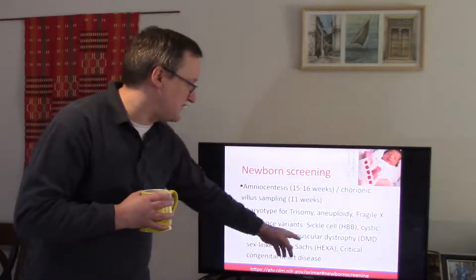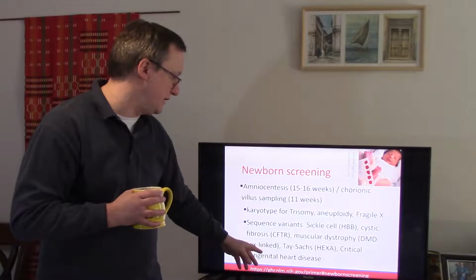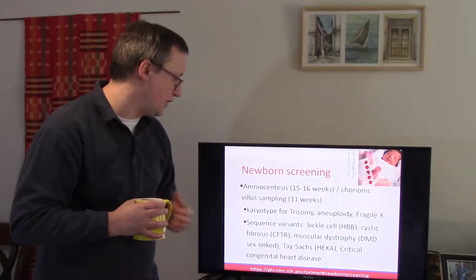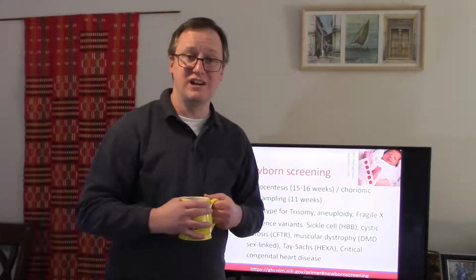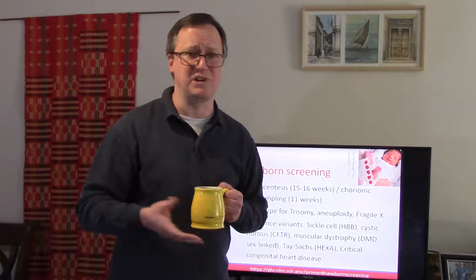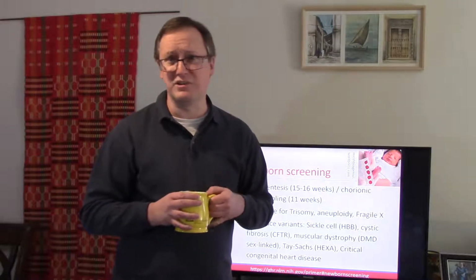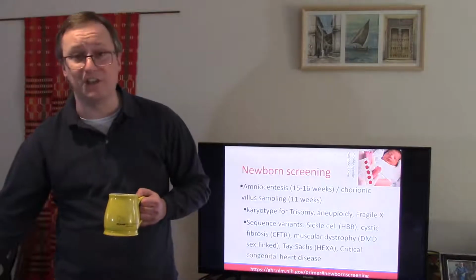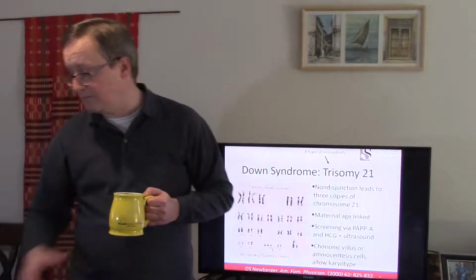Okay, muscular dystrophy is an example of one of the things we look for. It's a sex-linked trait here. Tay-Sachs disease, critical congenital heart disease. Obviously, if you're born and depending on your own heart for circulation, and your heart isn't functioning, you're going to have a rough time of it. So being able to detect these problems as early as possible is hugely important.